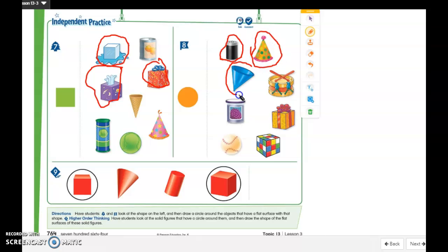A funnel has a circle on the bottom. Grape jelly or jam has a circle on the bottom. And this drum has a circle on the bottom. Squares, squares, nothing flat. Okay, last one on this page. And really, it's going to be probably the last one we take a look at right now, okay? Last one. So, take a look at the bottom row.